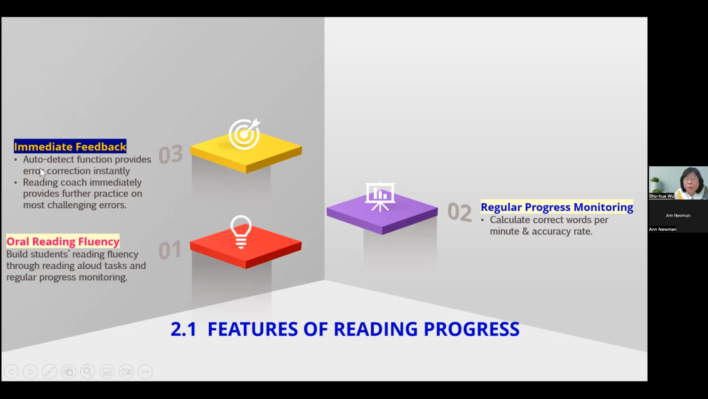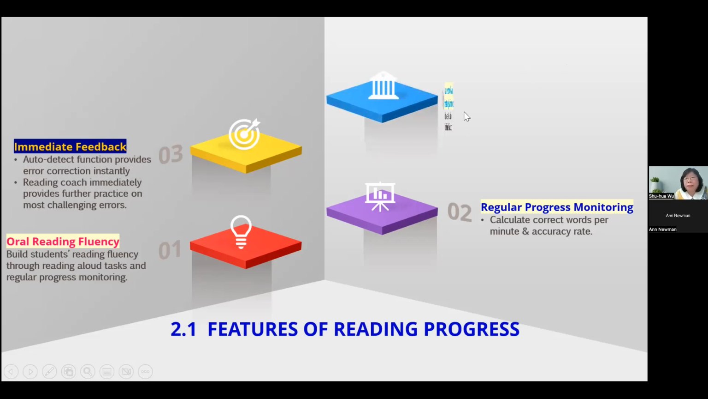Actually, we can see that when they finish the reading aloud task, they can see their corrections instantly through functions like auto detect. And then also the very important part is Reading Coach. Reading Coach immediately provides further practice on the most challenging errors. For example, there will probably be 5 most challenging errors that the learners have made during the reading aloud task, and then they will request that the students practice until they get complete accuracy.